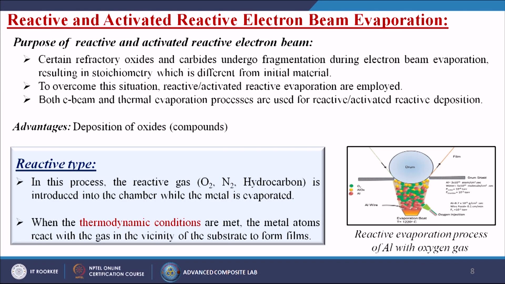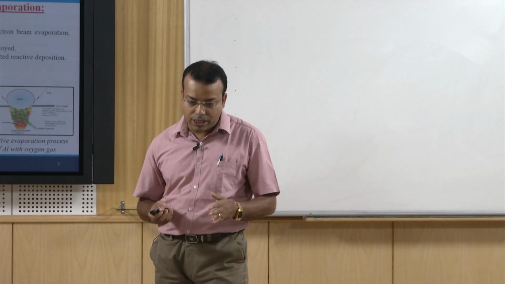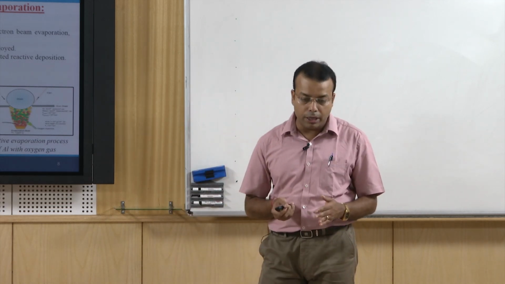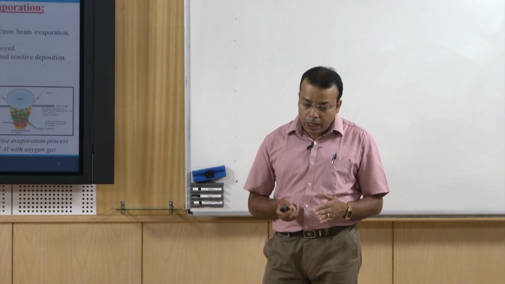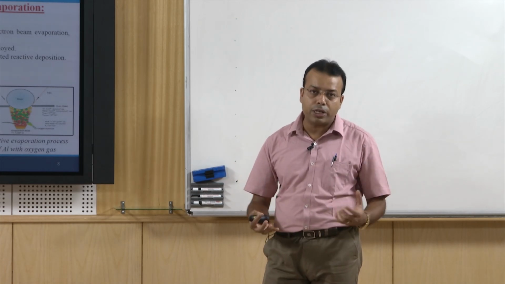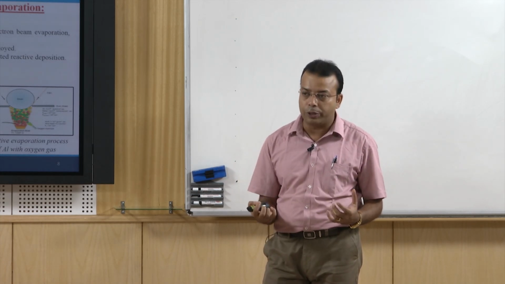To overcome these situations, reactive and activated reactive evaporations are employed. Both E-beam and thermal evaporation processes are used for reactive and activated reactive depositions. So first we discussed thermal evaporation, then we discussed E-beam or electron beam evaporation. So these techniques are combinations of thermal evaporation as well as electron beam evaporation, right.